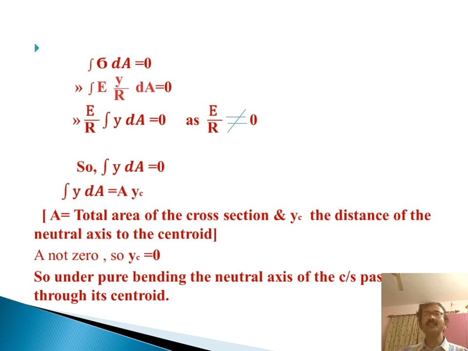The integral of y dA is nothing but A into yc. As A is the total area of the cross section, which is not equal to 0, yc must be 0. So under pure bending, the neutral axis of the cross section passes through the centroid.